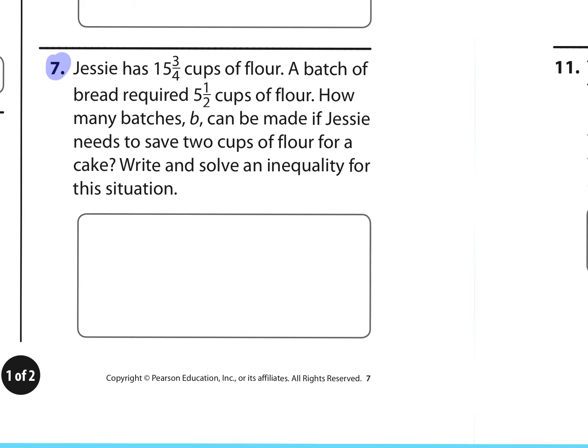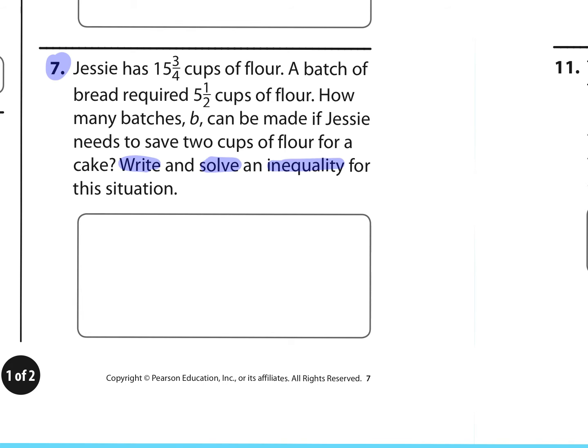A batch of bread requires 5.5 cups of flour. How many batches B can be made if Jessie needs to save 2 cups of flour for a cake? Write and solve an inequality for this situation.